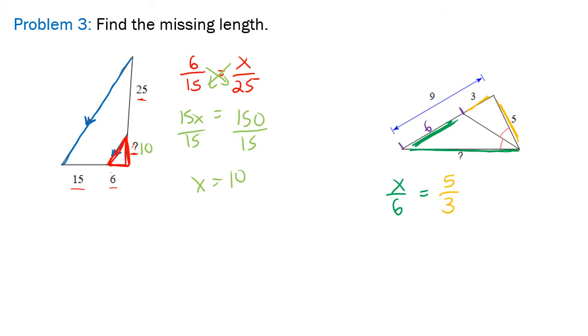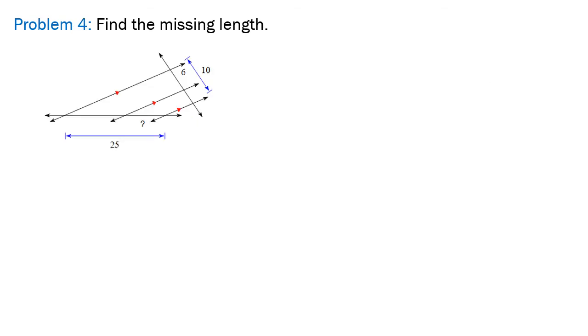Once again, notice how I'm always using the same parts to be in my numerator as I am my denominator. I'm going to go ahead and cross multiply. So 3 times x is 3x. 5 times 6 is 30. Divide by 3. And x is 10. So find the missing length.